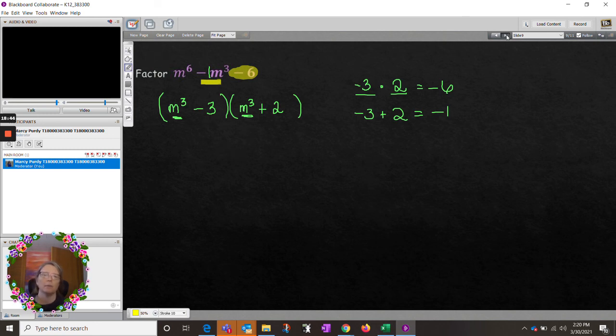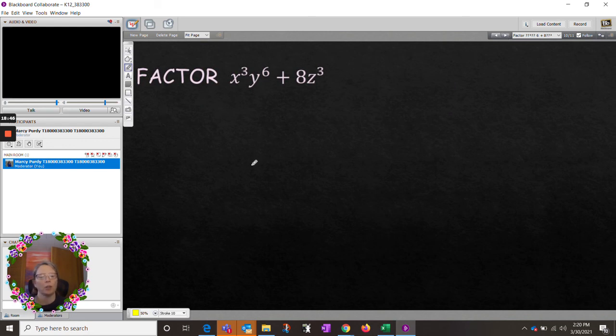The last one is x to the 3rd, y to the 6th, plus 8z to the 3rd. Again, this looks tricky because there are a lot of variables going on, but you follow the factoring steps sheet. You're going to try this on your own in Nearpod, and then you can check your answer.